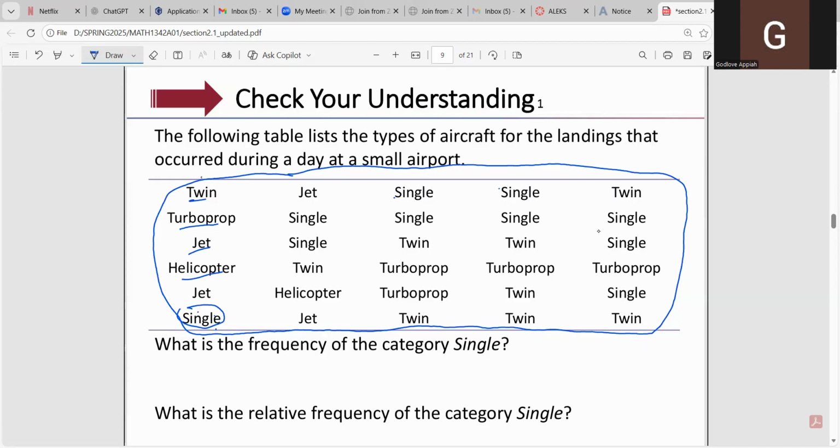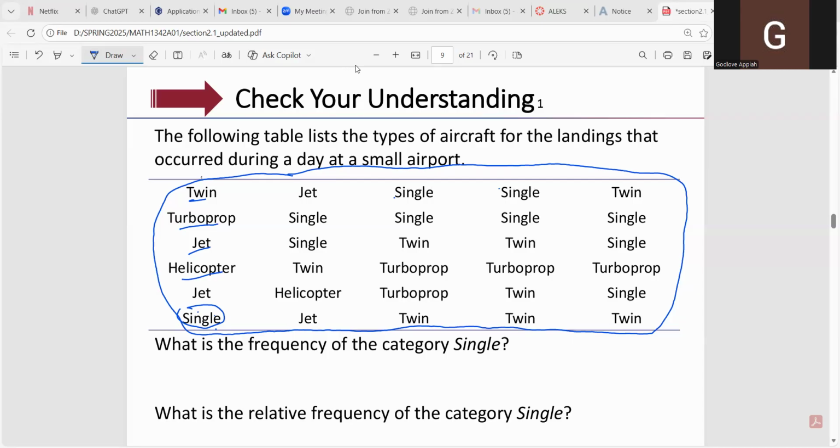So the first question is, what is the frequency of the category single? So I want you guys to type your answer in the chat and let me know what the answer is. I'm monitoring the chat right now. So can you guys type your answer? All right, so Alan says 10. Anybody else?